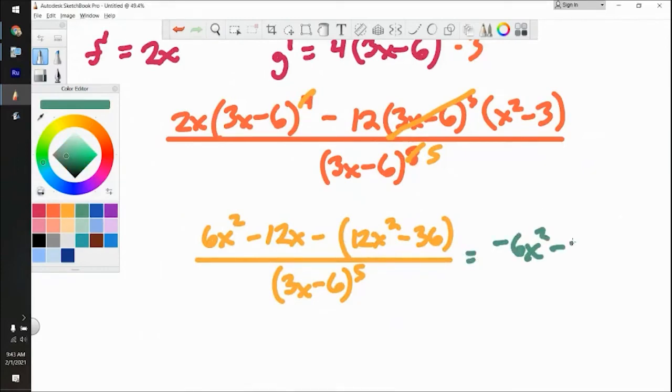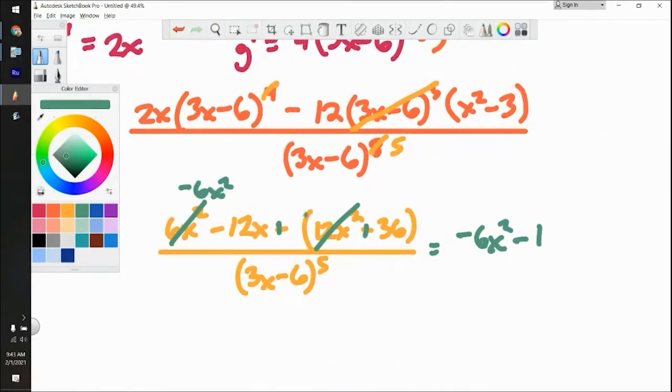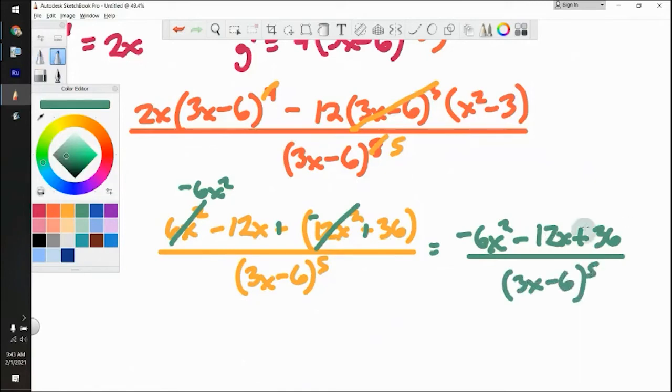You get something like that. Should have put a negative there, technically. All right, so minus 12x plus, oops. All right, this is if you went crazy and decided to do all the algebra on it. Did you get that? If you simplify, okay.